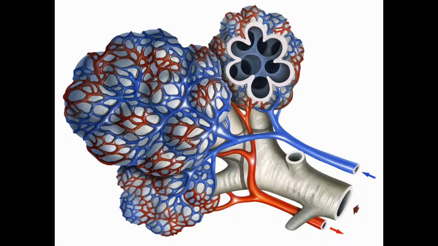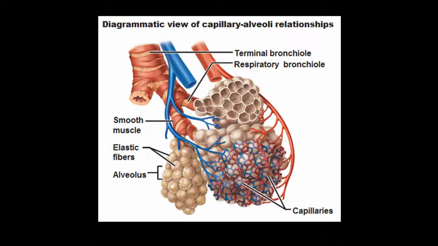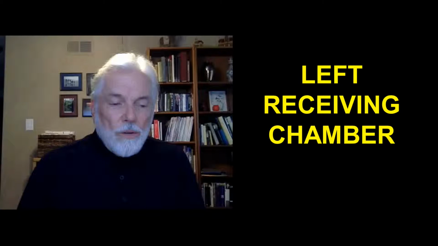In goes the good air, arteries make a difference. So this is a phenomenal type response, and there's about, I think, 2 million of these little air sacs on each side of our body. Blue bringing carbon dioxide, red carrying off good oxygenated blood. This is just another picture to give you a three-dimensional view. And that brings us around to the left receiving chamber.